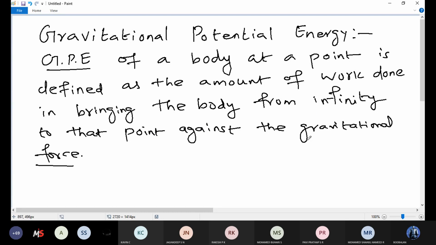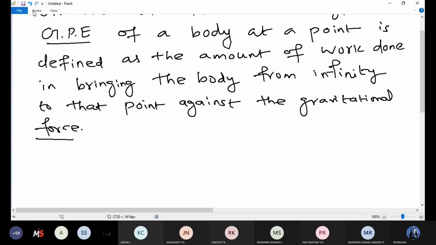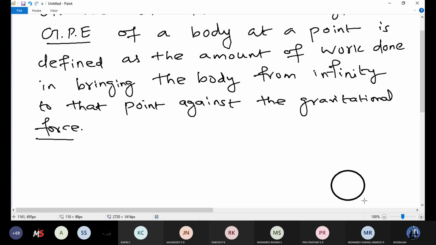Now I will draw one small diagram for the concept, it is easy for you. Consider this is our Earth. Now one small object is there, object or body, both are similar. Now I want to bring this object from point B to point A, against the gravitational force. So it is called gravitational potential energy.